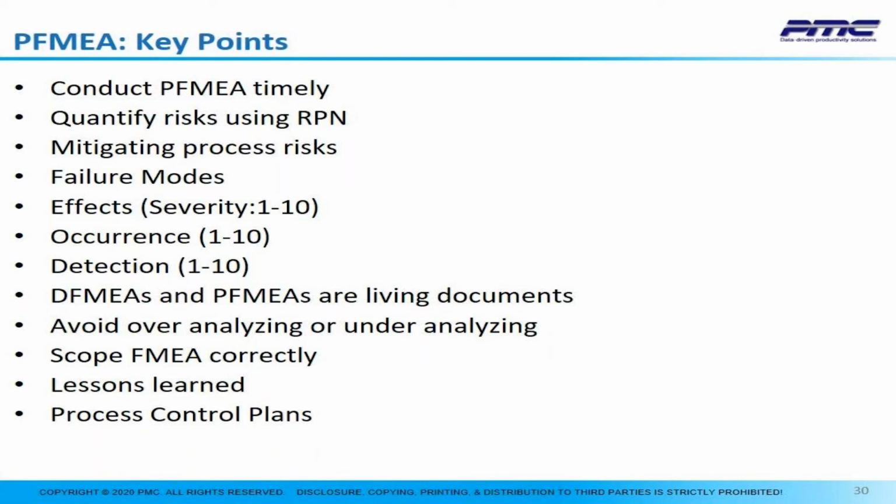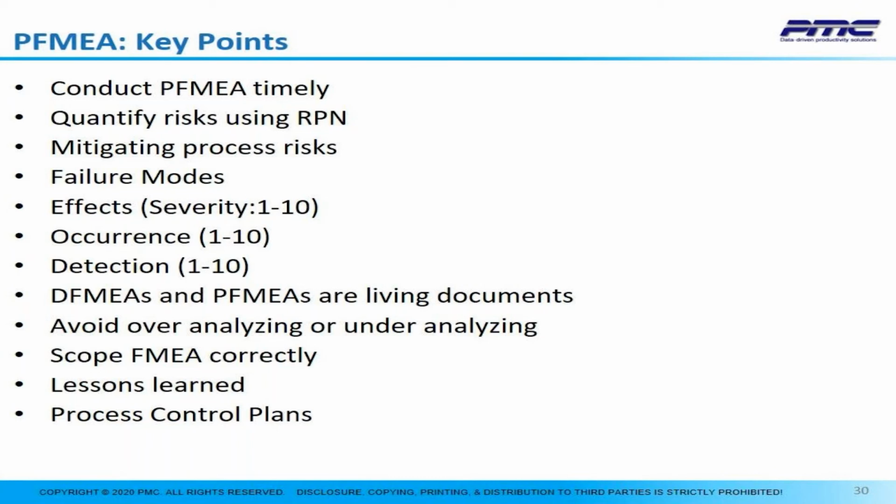So failure modes can relate to products, defects, non-conformances, or process non-compliances. Effects can affect the operations, subsequent operations, customer operations, as well as the end customer. Occurrence cannot be reduced without changing the design or process to decrease the chance of failure. The FMEAs and the PFMEAs are living documents and should be revisited and updated as new information and results are obtained. Avoid overanalyzing or underanalyzing.